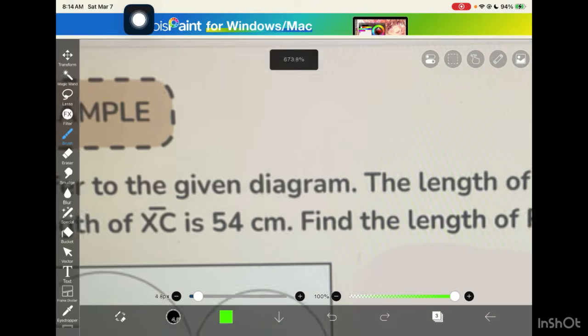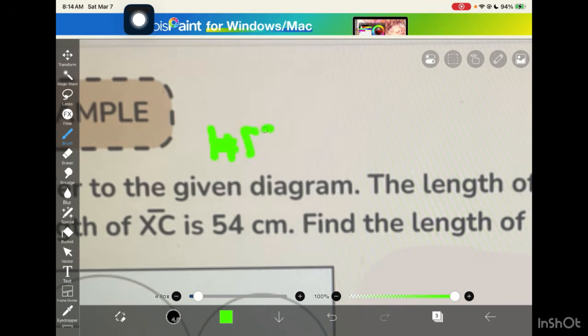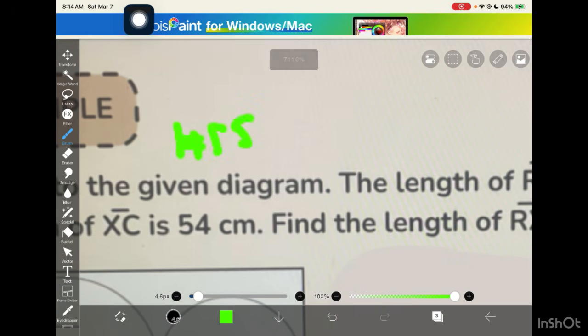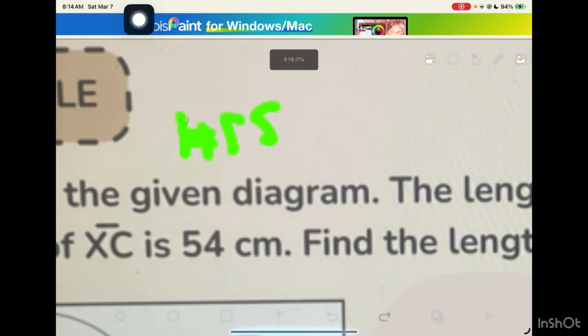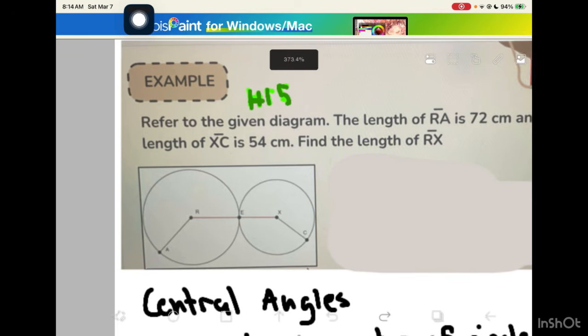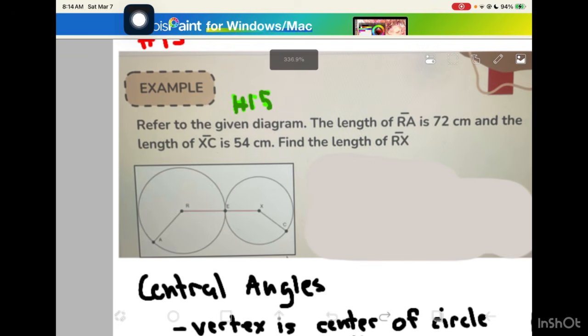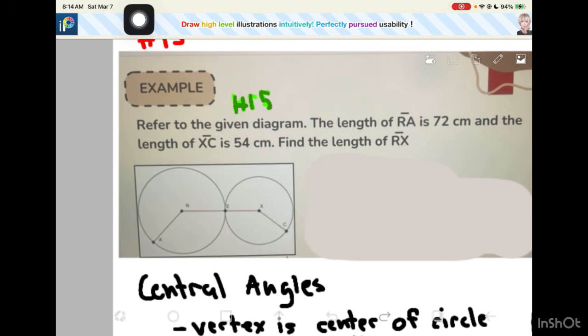Anyway, let's try to solve some stuff using this. So number 15. I think I have to use a darker pen so that you can properly see. There we go. 15. Refer to the given diagram. The length of RA is 72 and the length of XC is 54. Find the length of RX.